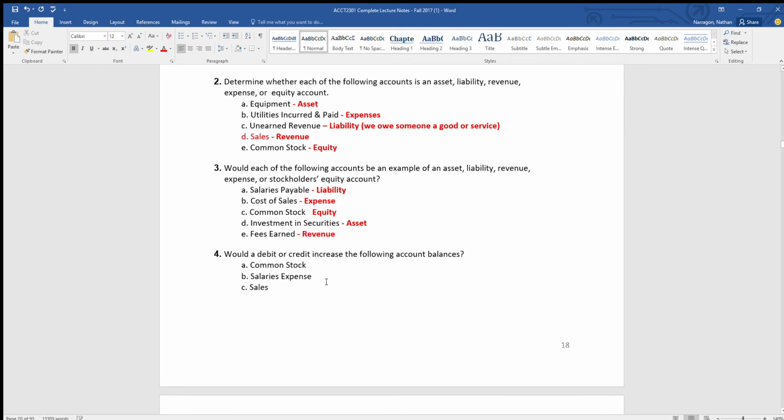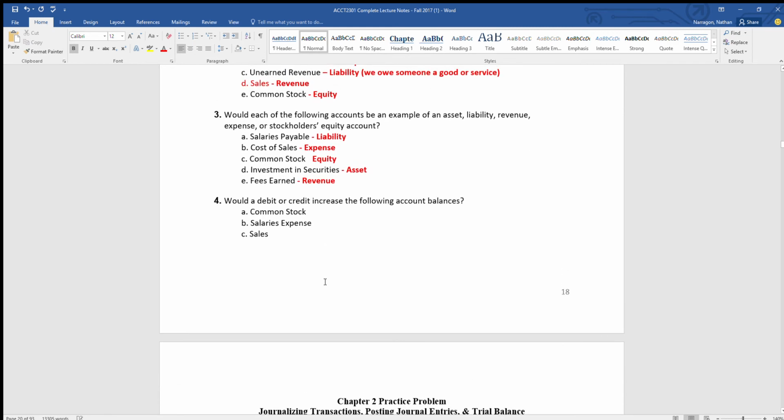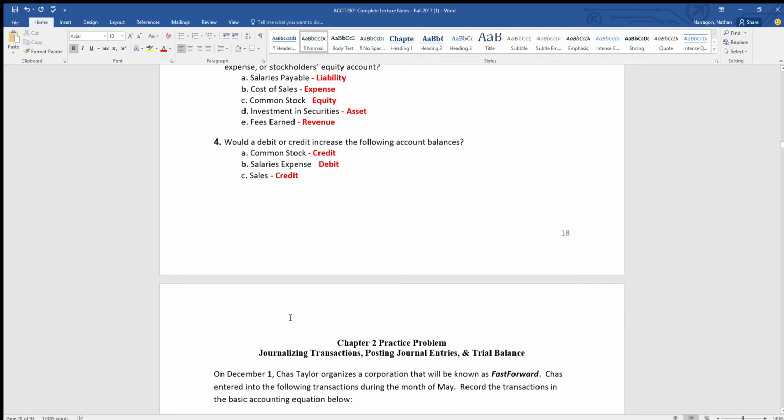Okay. Question 4 asks, would it be a natural increase by debit or credit? Of course, common stock is naturally increased by credit. Salaries expense, it's a debit. Sales is revenue, and it'd be a credit. There you go on those.